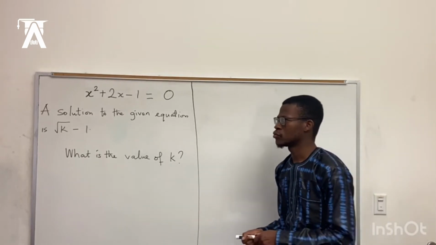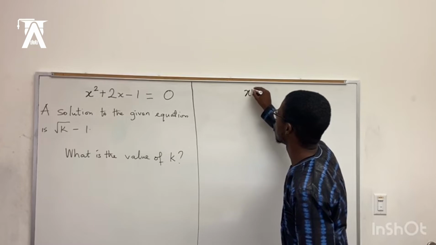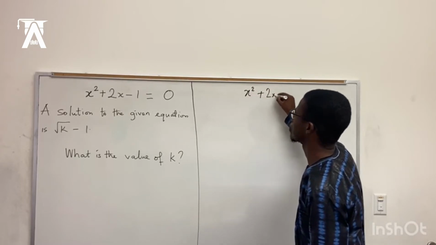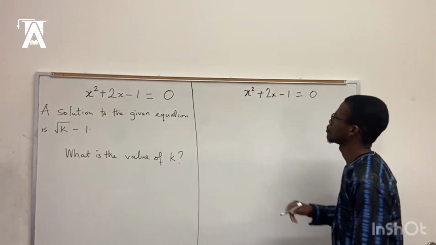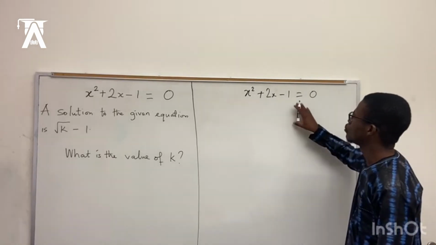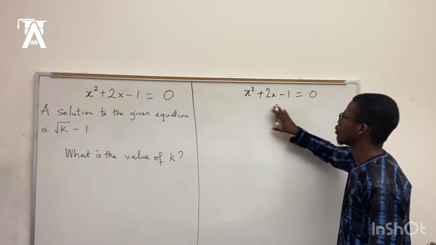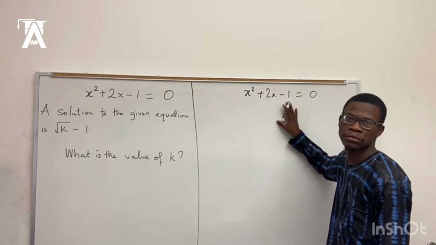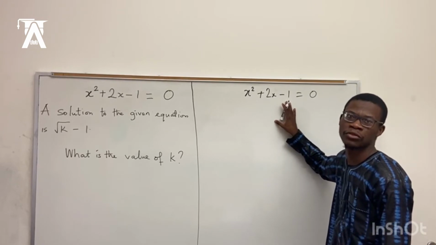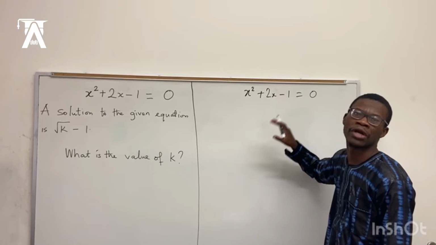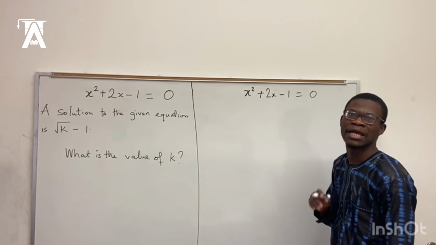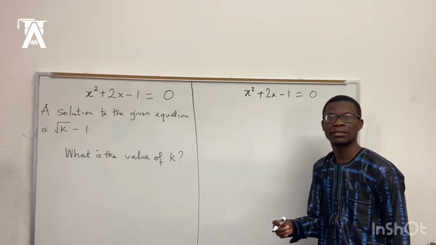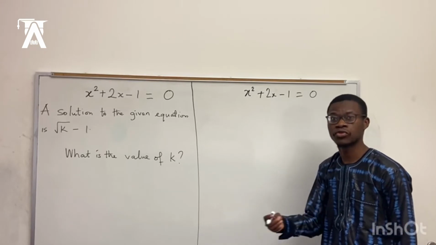All right, so let's write this here. x squared plus 2x minus 1 equals 0. Now, if I look at this equation, we cannot factorize it. Factorization will not help us get the roots of this equation. So we have to try another method. There is a quadratic formula that you can use to get the roots of an equation.